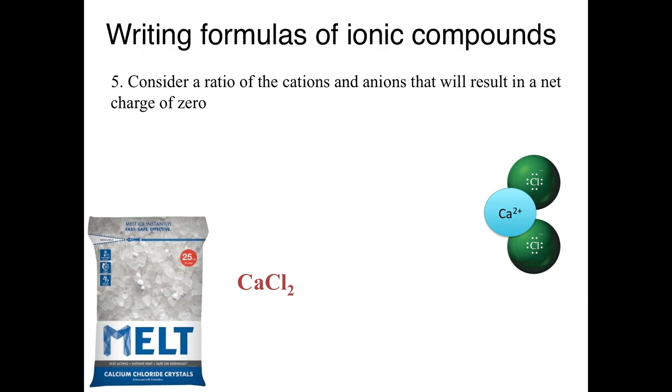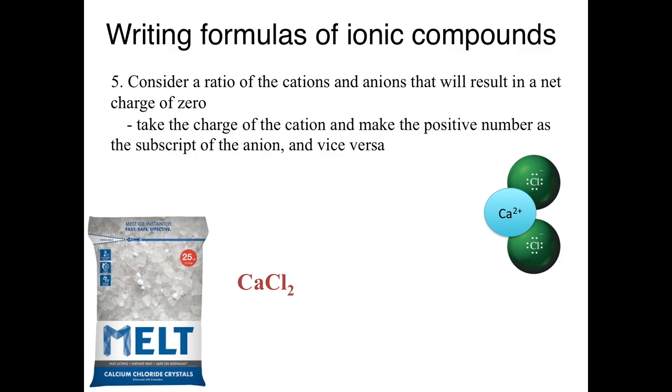Now there is another trick to writing this a little more quickly, and that trick is to take the charge of the cation and make the number a subscript of the anion, and then vice versa. So what do I mean by this? Again, we know that calcium is 2+ and chloride is -1. You take that charge of 2 and put it as a subscript of chloride, and if you take that -1 and put it as a subscript for calcium, you should get Ca1 and Cl2.